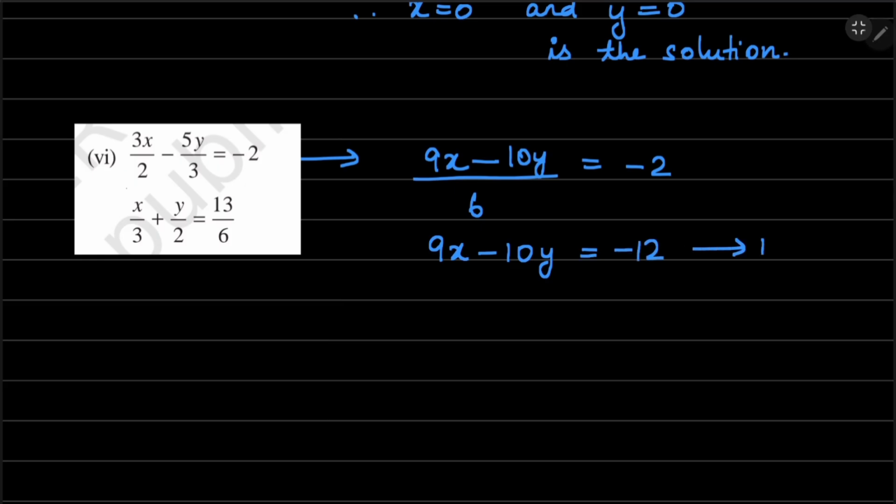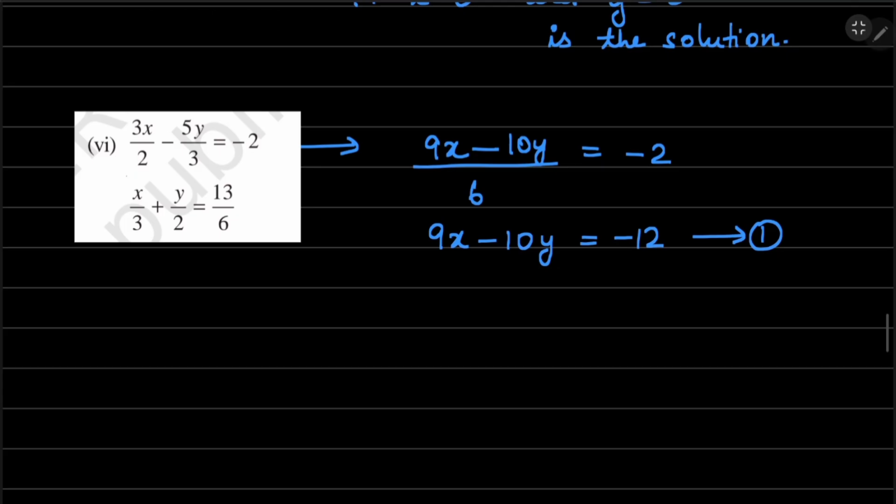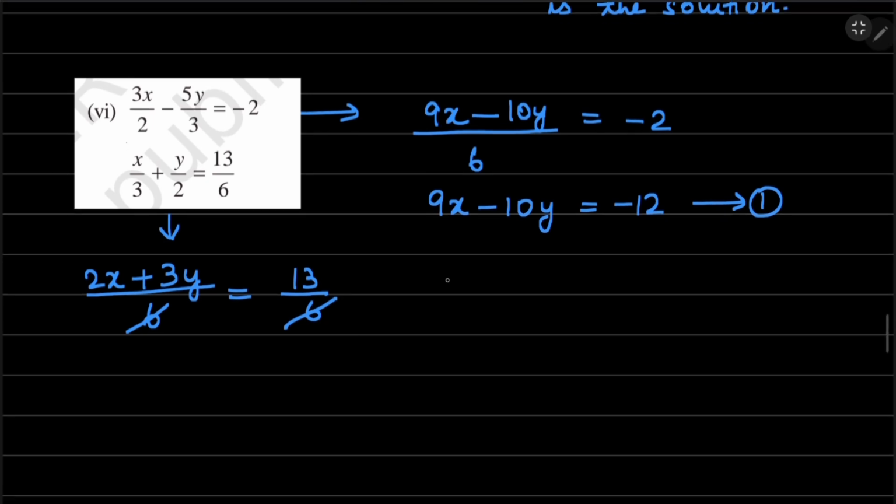Let this be equation 1. So whenever you're given fractions, let's take the LCM and remove the fraction. Okay, similarly for the second equation, again the LCM is 6. So you will have 2x plus 3y in the numerator equal to 13 divided by 6. The 6 gets cancelled. Therefore, the second equation is nothing but 2x plus 3y equal to 13. This is your equation number 2.